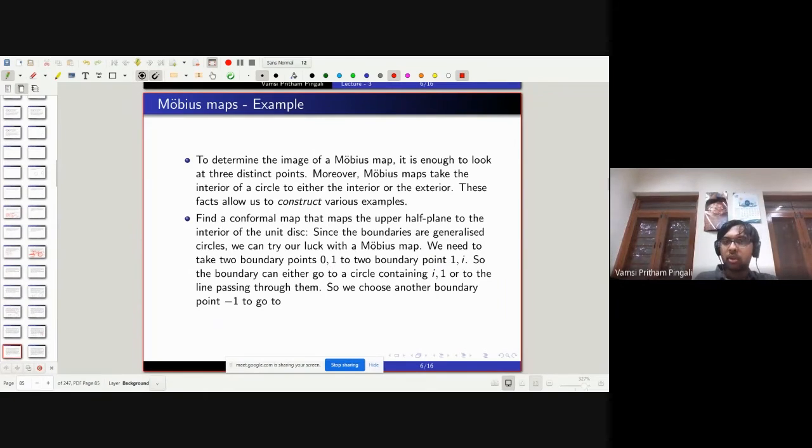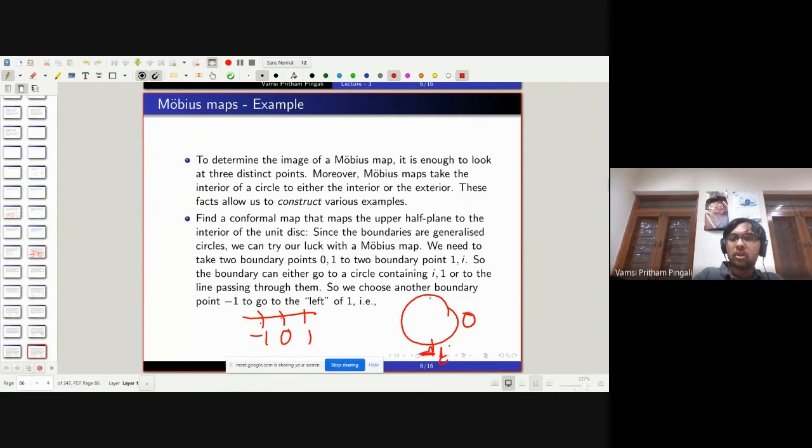So we need one more thing. What we'll do is we'll take minus 1, 0, and 1 to go to the left of 1, because this, you see, is on the left side of this. So if you want to preserve the orientation, you should take this to minus i. Then you have some hope of this going inside. That's the idea. Okay.